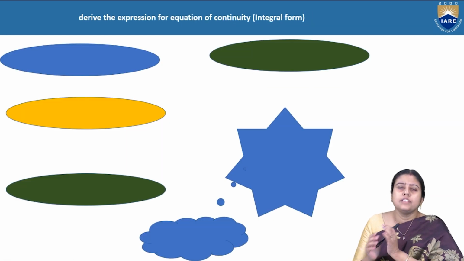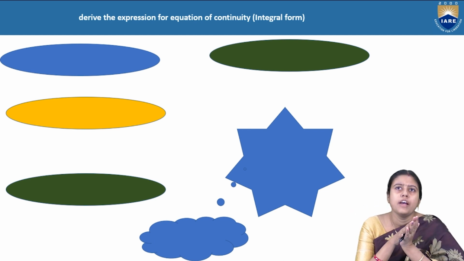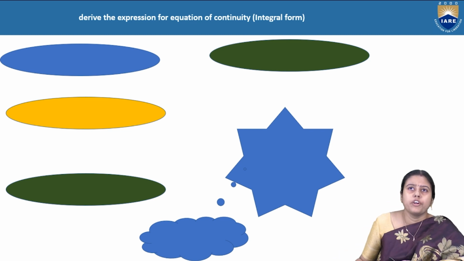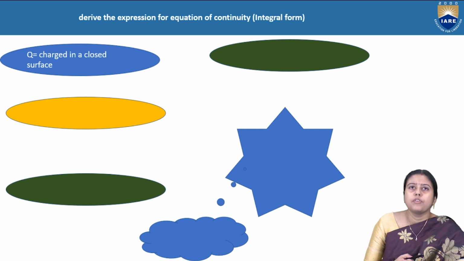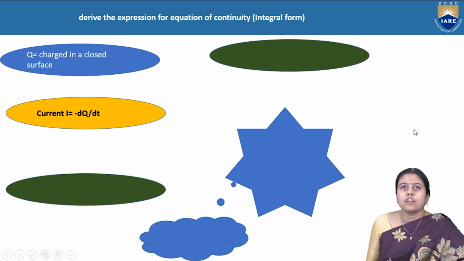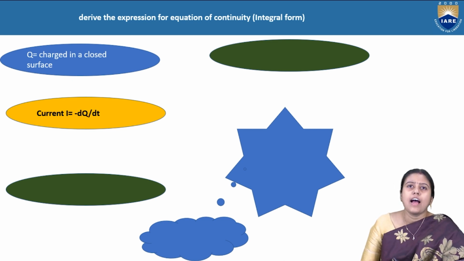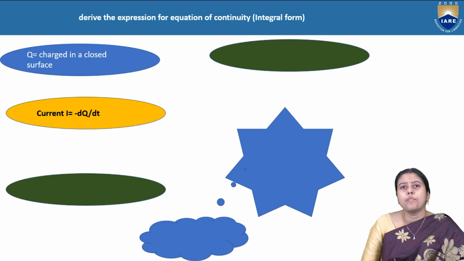First we will discuss the continuity equation. Continuity equation means when current flows, how much continuity it will show. We will discuss the continuity equation in the integral form. First we assume Q is the charge in a closed surface, and the current I is equal to minus dq by dt, because the current direction is always opposite to the direction of the charge.